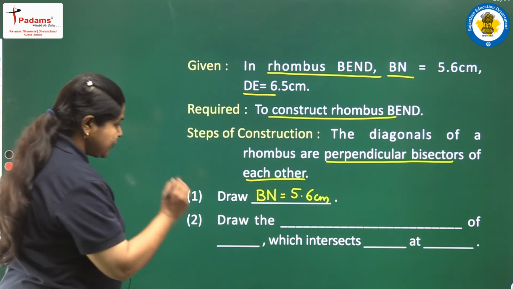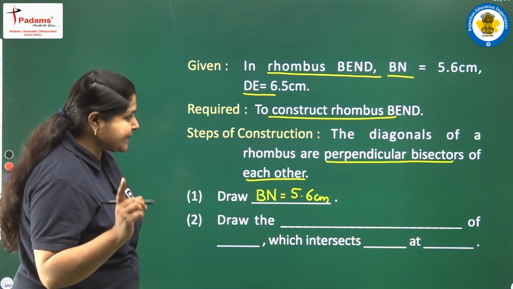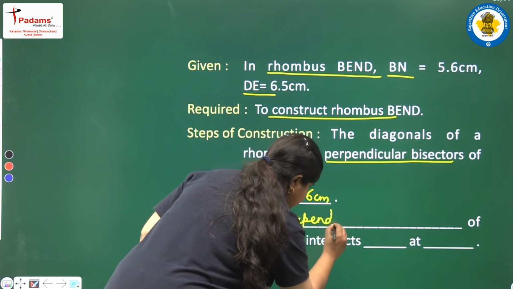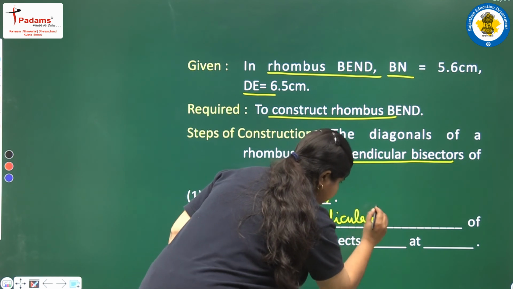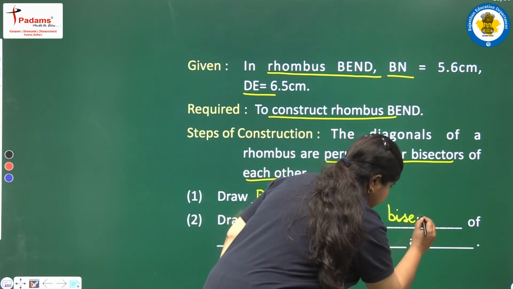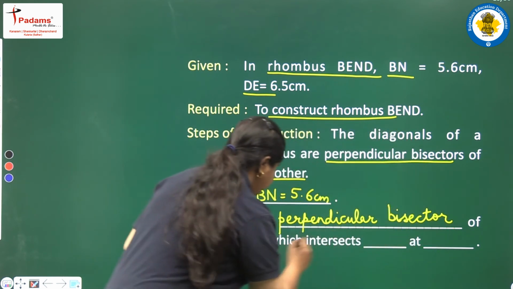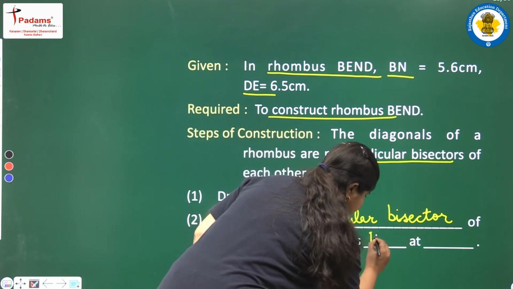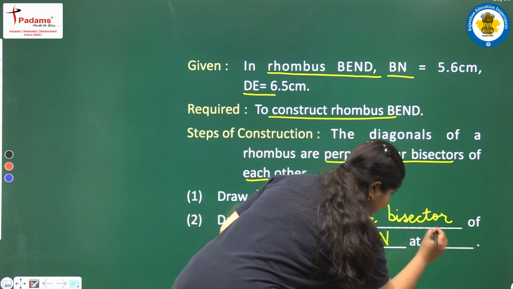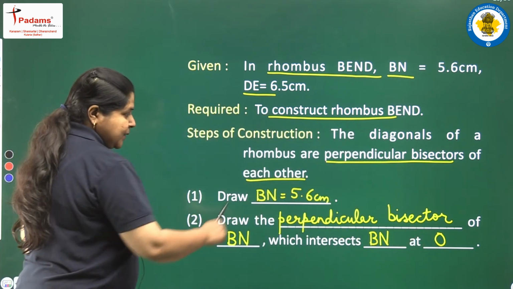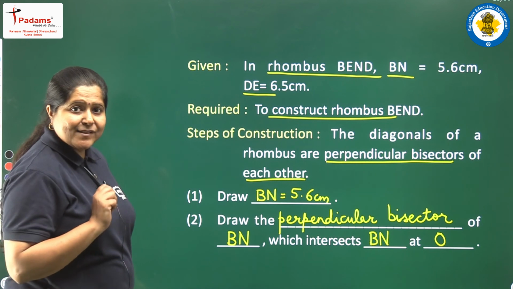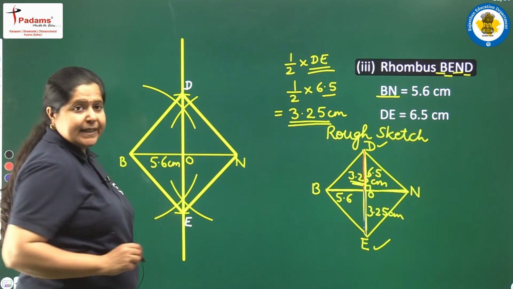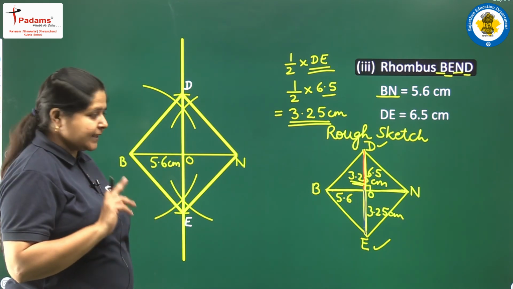You can see first we drew 5.6 centimeter long BN. Then what next? Draw the perpendicular bisector of BN. So we will write it here: perpendicular bisector of BN which intersects BN at point O. What we did? Draw the perpendicular bisector of BN which intersects BN at O. You can see this perpendicular bisector is intersecting BN at point O. So that we have written. What next?